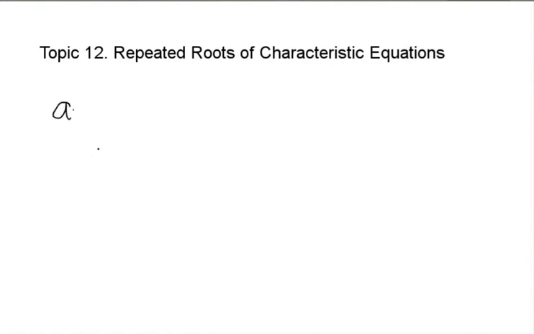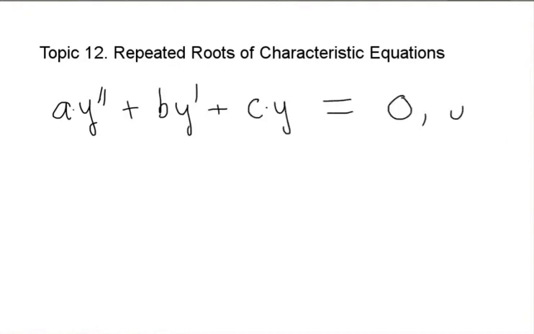We want to solve the equation a y double prime plus b y prime plus c y equals 0, where a, b, c are constants.